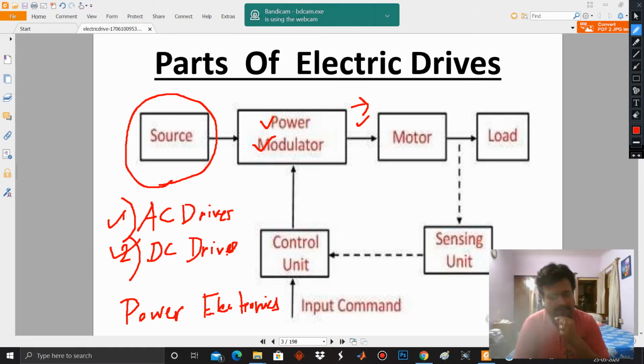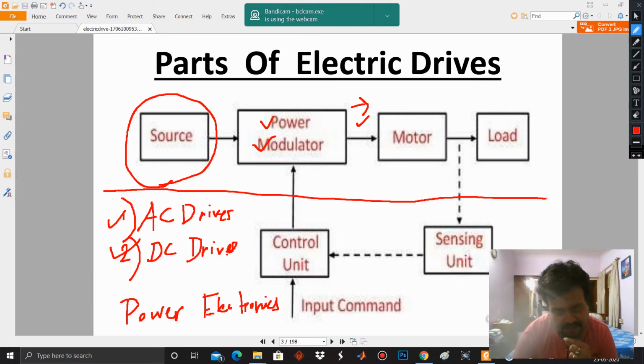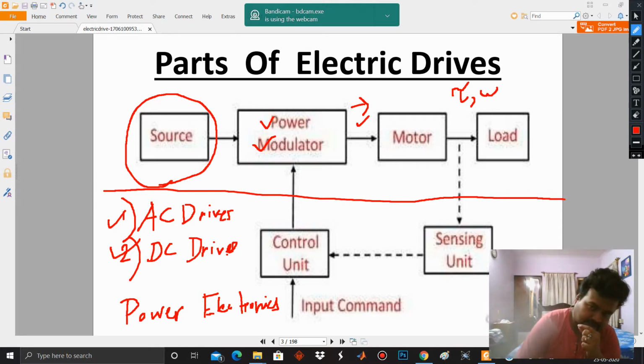Using that modulated power as input, the motor will drive that load. Now, if we consider only this line, what type of system is that? It is an open-ended system, or you can say it is an open loop control system. But our objective is to control that motor. What can we control? Mainly two things: one is the torque, another is the speed. These two parameters we need to control.